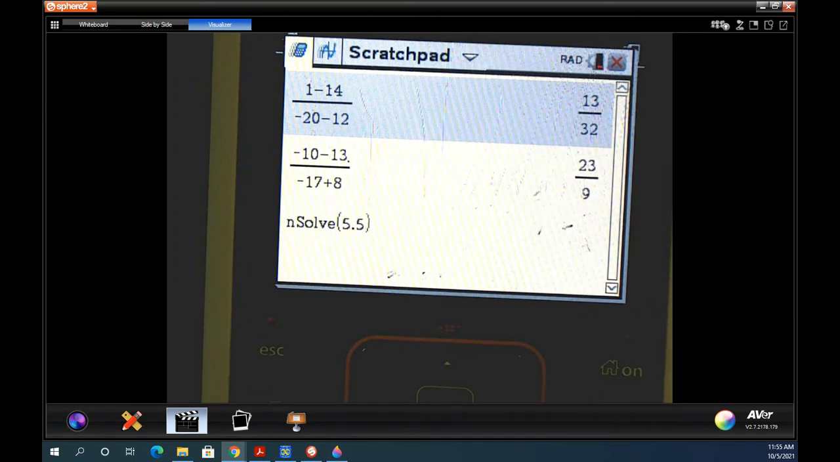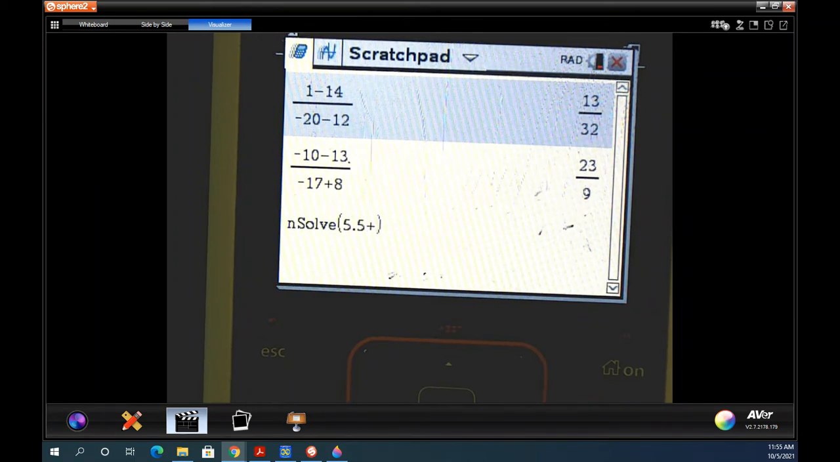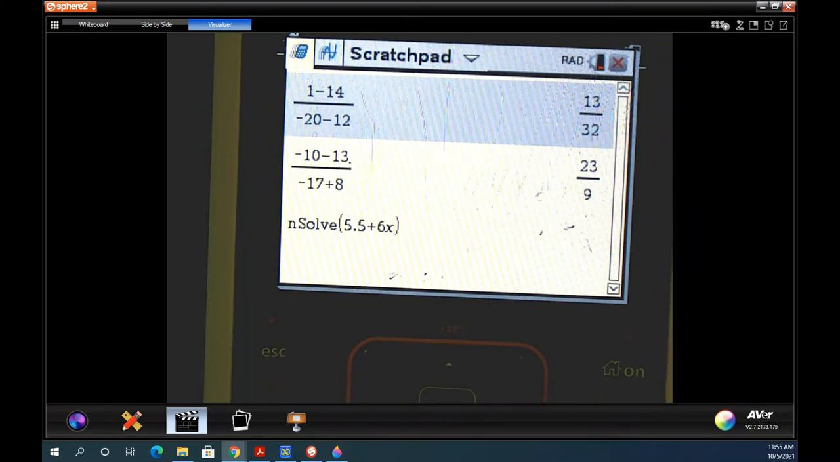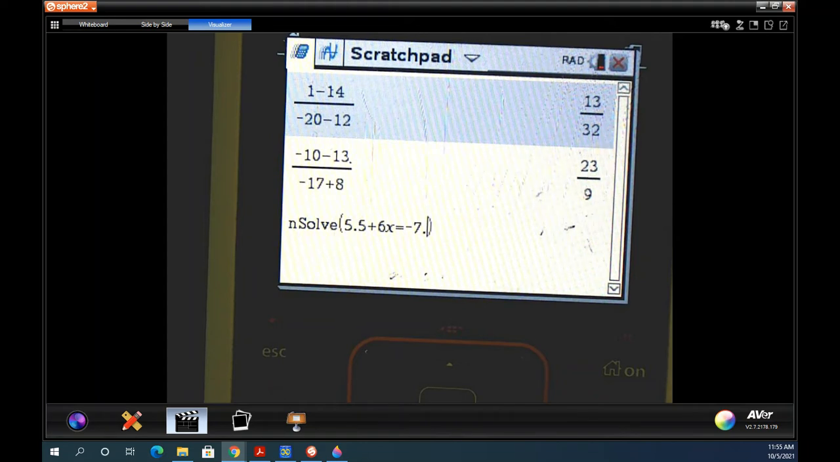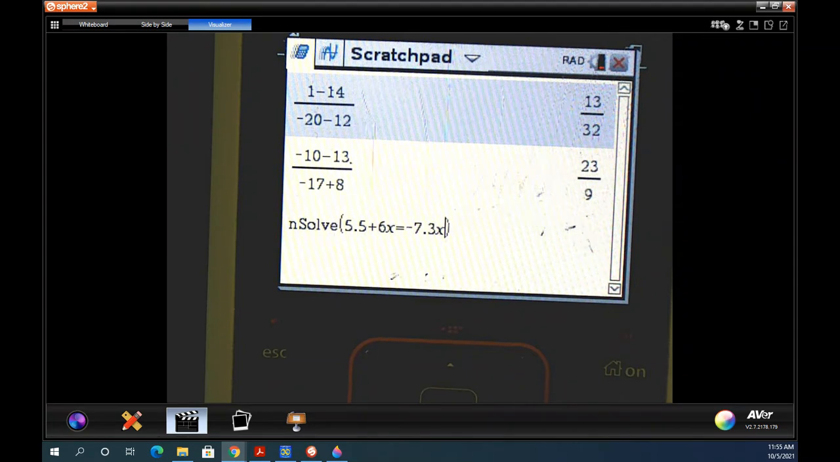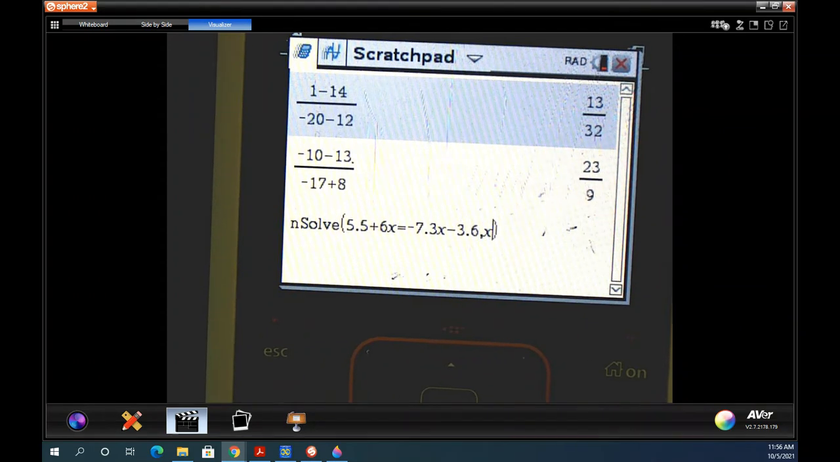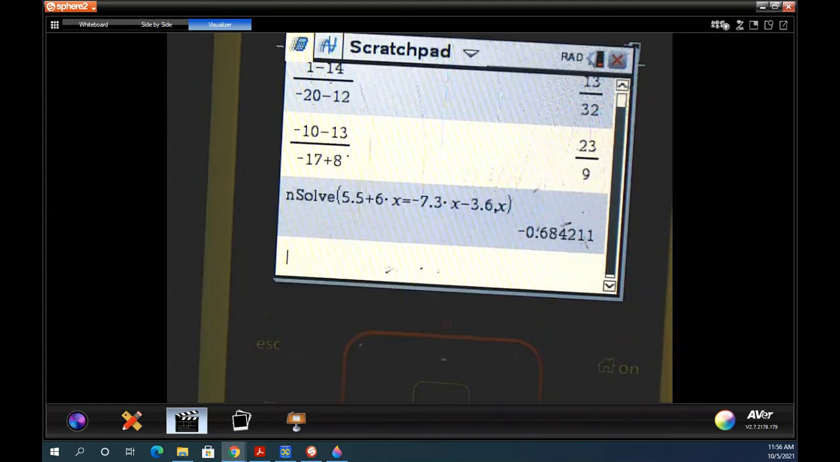5.5 plus 6x equals, the equals to the left is 7, equals negative 7.3x minus 3.6. Now, we don't have to do the other part. Well, we do have to put this in here, comma, x. We don't have to do the other part because if it starts as a decimal, it ends as a decimal. Hit enter.